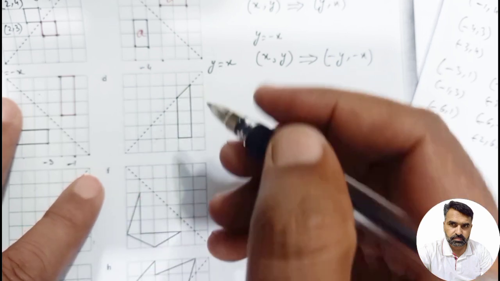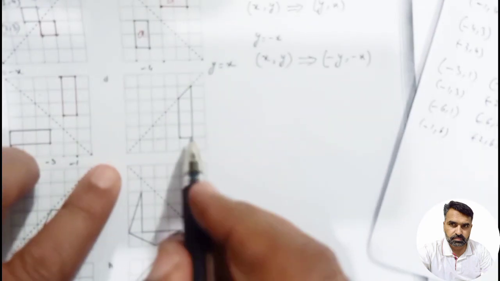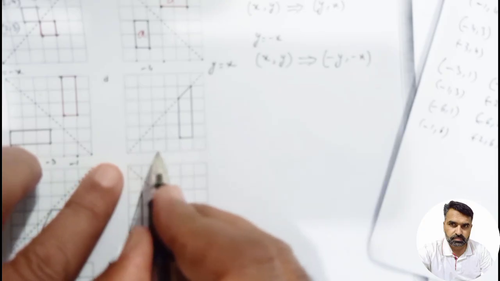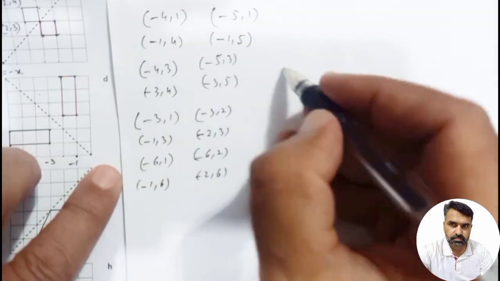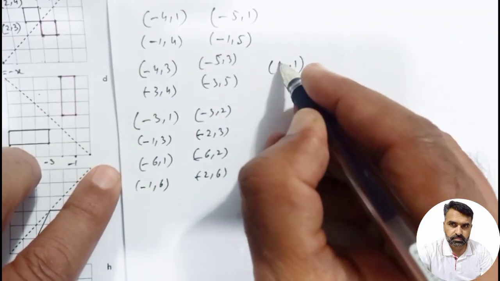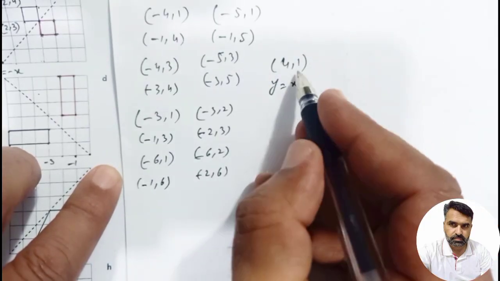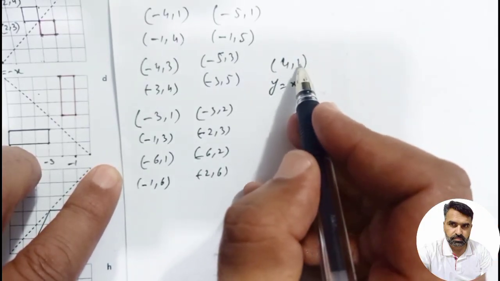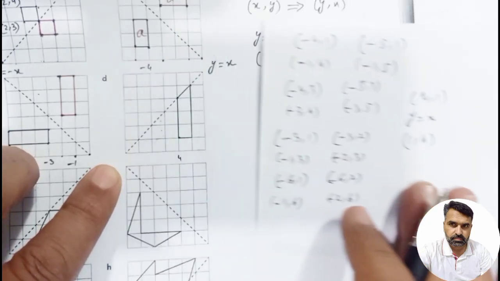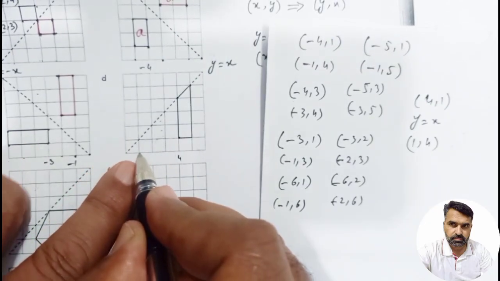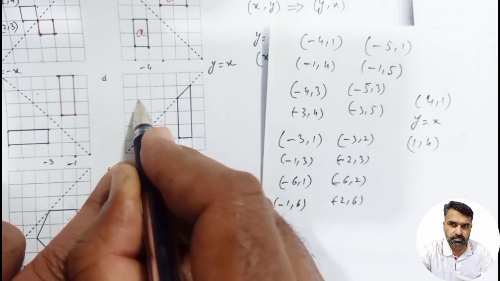Now we have to look at the coordinates of this point, and the coordinates are 4 and 1, and according to the line y is equal to x, then we will just change the coordinates. I mean to say x will be changed into y and y will be changed into x, so it will become 1 and 4. So students, this is 1, 1 2 3 and 4.